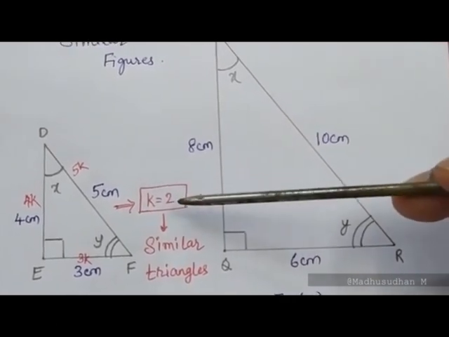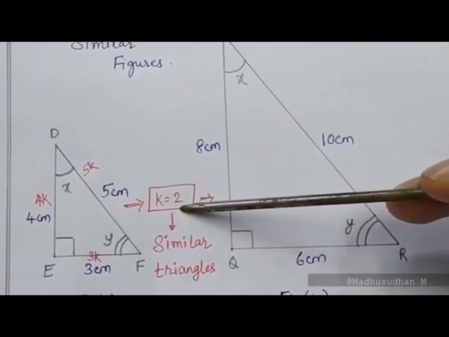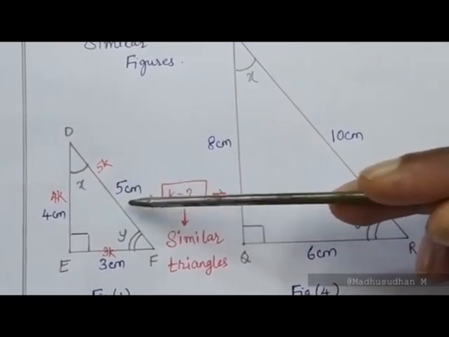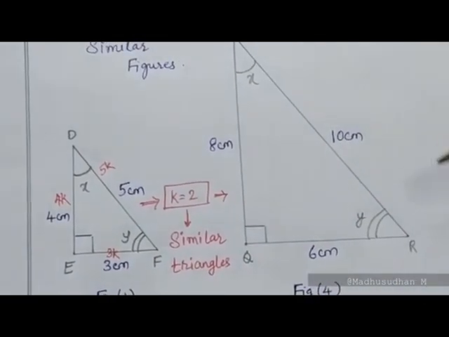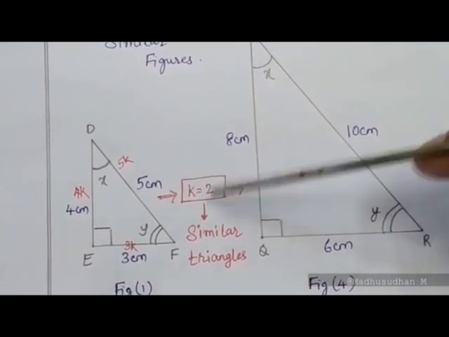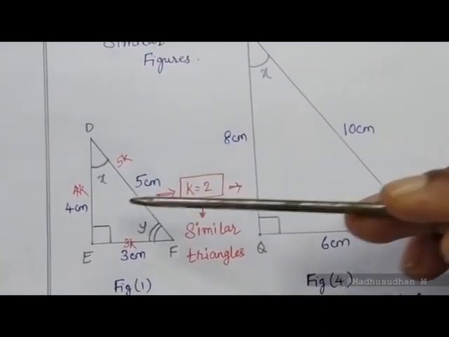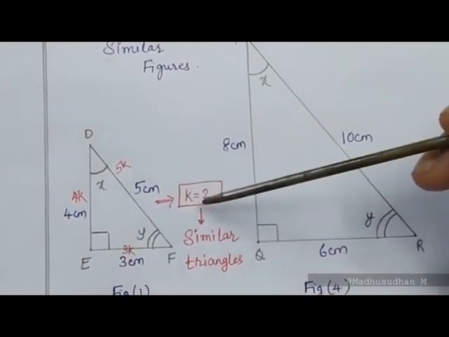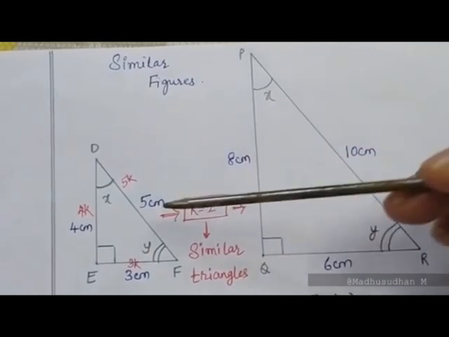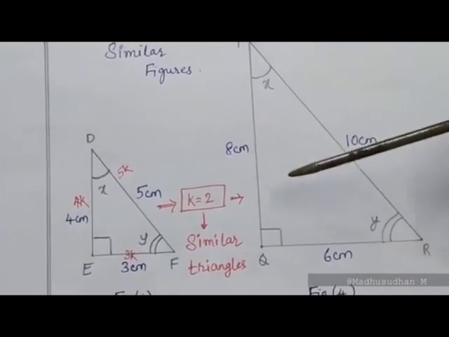So if I multiply this multiplication factor, or the constant of proportionality, with figure 1, I get DF 5 centimeters in figure 1 and PR 10 centimeters in figure 4. 5 twos is equal to 10 here. 3 twos is exactly equal to 6 here. And 4 multiplied by 2, I shall get 8 centimeters as PQ. So these two triangles are similar triangles because their sides are proportional.